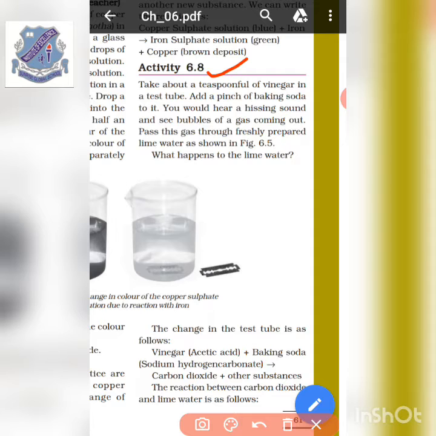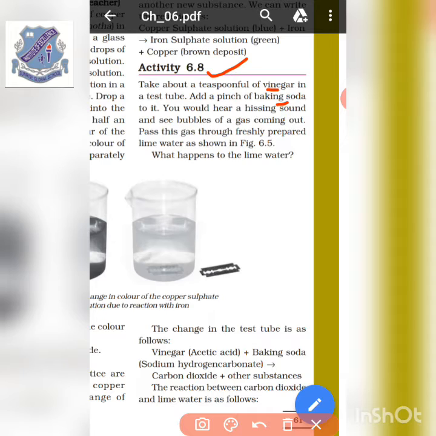Now take about a teaspoonful of vinegar in a test tube. Add a pinch of baking soda to it. So what you have to do is take a teaspoonful of vinegar that may be there in your fridge, and add a pinch of baking soda. Now you would hear a hissing sound and see bubbles of gas coming out. So whenever we add baking soda to vinegar, we will see that bubbles come out.